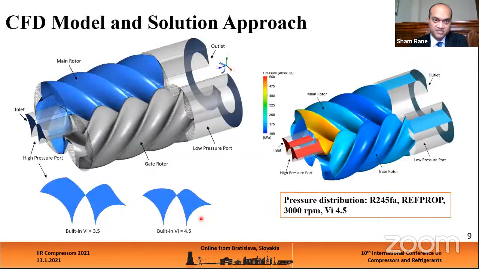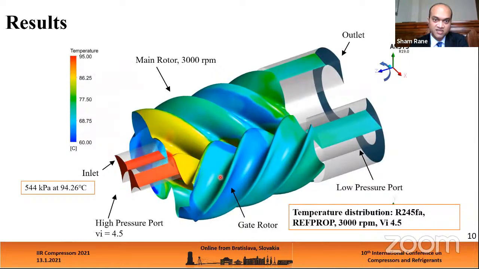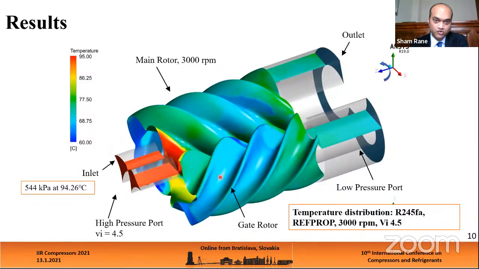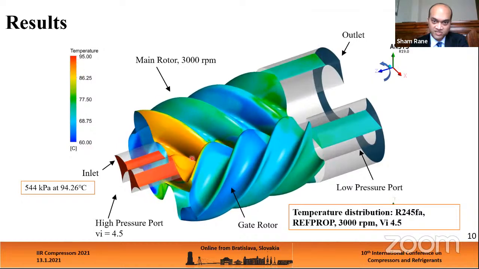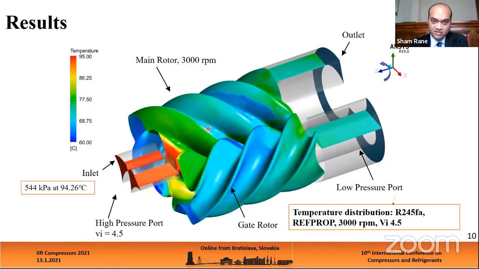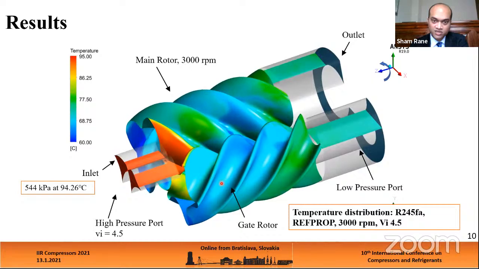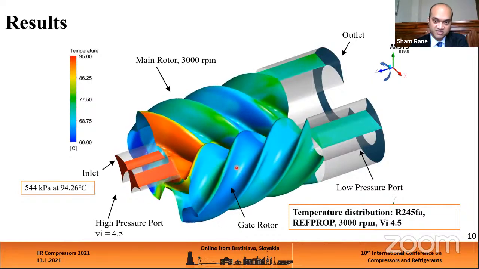Now, coming to the results, we first evaluated using RefProp because that is the basis that we have. We looked at various speeds and various built-in volume ratios with R245fa and looked at the pressure and temperature distribution. This animation shows the local variation of temperature. It varies from about 60 degrees to 95 degrees over the entire range, and within the expansion chamber you can see the local distribution of temperature.